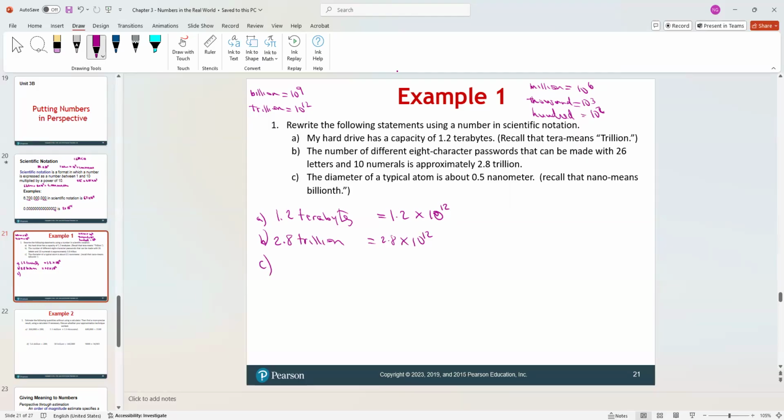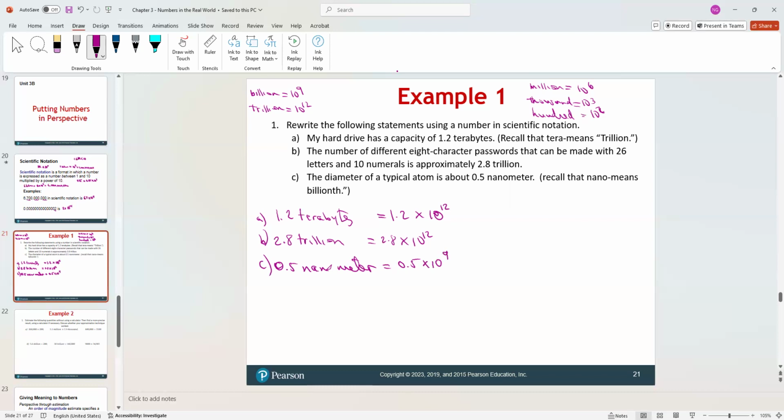For C, the diameter of a typical atom is 0.5 nano. Nano means what again? Nano means billionth. So that should be 0.5, or if you want, you can make it 5. So 0.5 would be times 10 power 9.